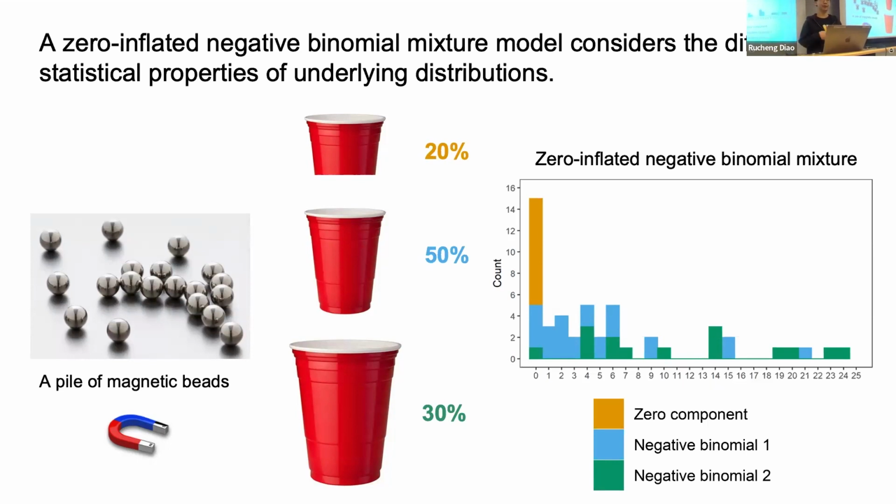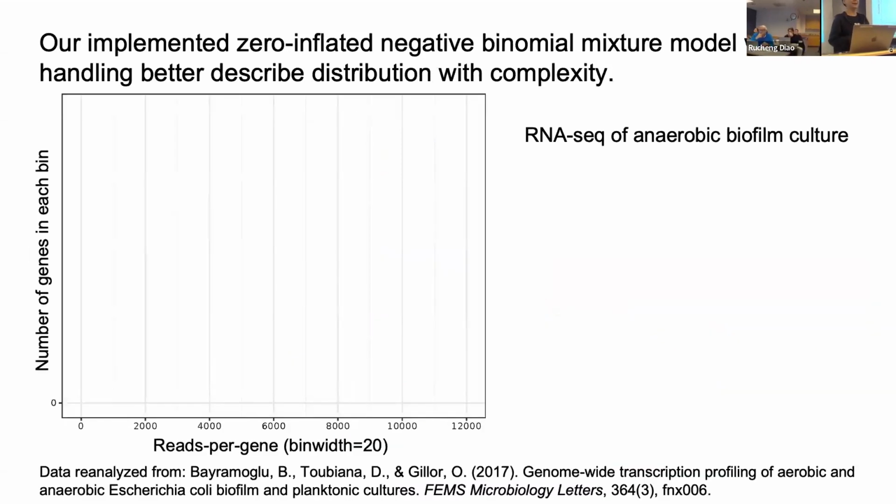We built this model and implemented it with a variable number of negative binomial components available, and that is where the tools and text part comes in. So we got there. One thing we tested on is RNA-seq data of an anaerobic biofilm culture. What I want to show here are some of the results we see using this model, with a considerably higher level of complexity that it can deal with.